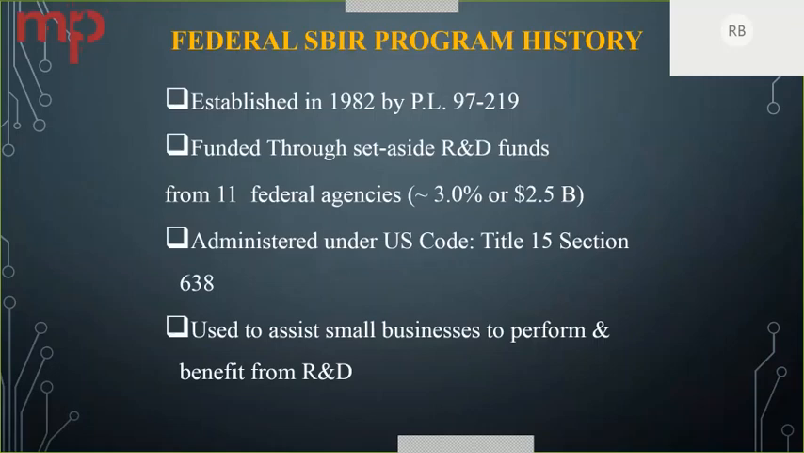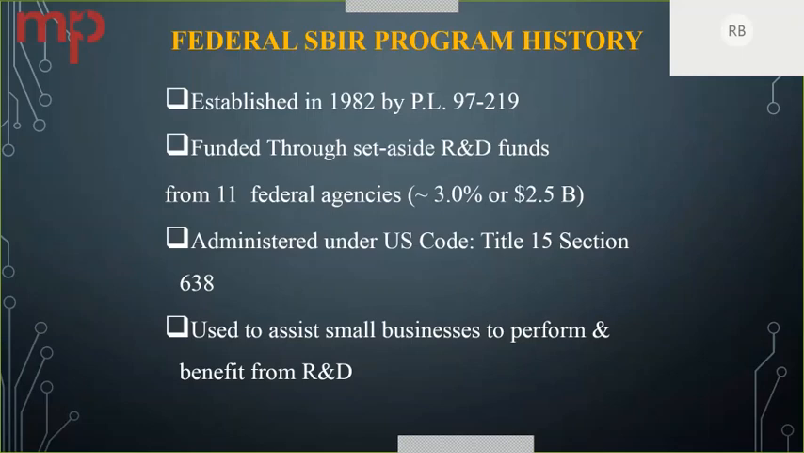History. The SBIR program got started in 1982, and it was funded through set-asides from research and development funds. 11 agencies participate, and they put 3% of their research and development budget into the SBIR program, which amounts to about $2.5 billion. It's administered under certain titles and codes, which shouldn't trouble us at this point. But it's used to assist small businesses to perform and benefit from research and development.